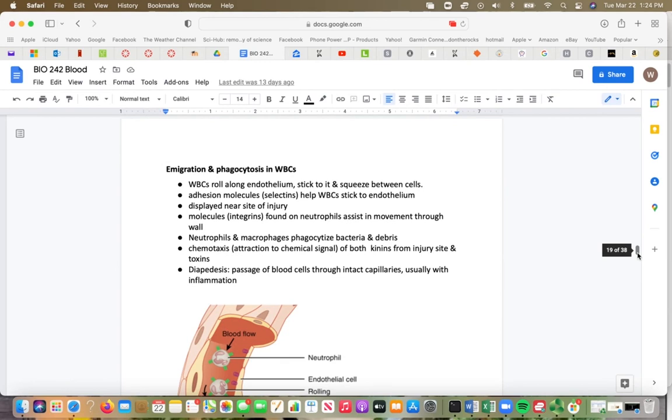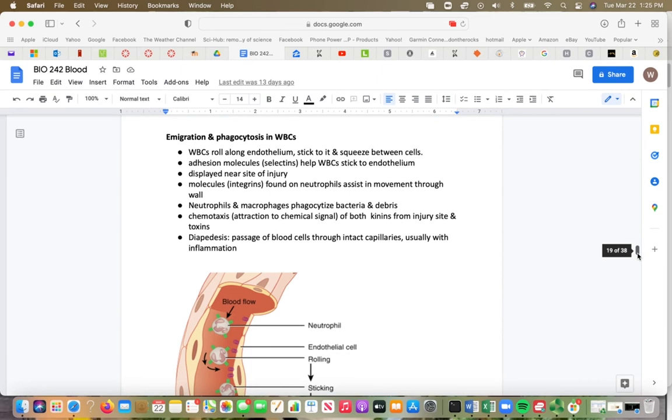So white blood cells roll along the endothelium, which is going to be the lining in the blood vessels. They can stick to it and then squeeze between the cells. So these adhesion molecules, the selectins, help the white blood cells stick to the endothelium. This will happen near sites of injury. The integrins on the neutrophils help move them through the walls.